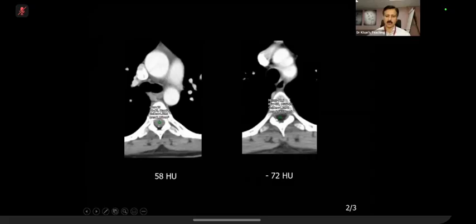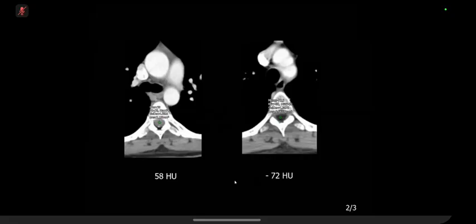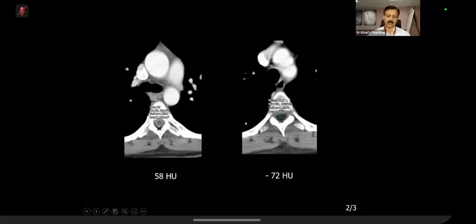But it is not completely fatty. You have already seen calcification, and you have seen there is some soft tissue also there, right? So, what comes to your mind? Conclusion? A dermoid again. This one is dermoid because there are multiple densities.